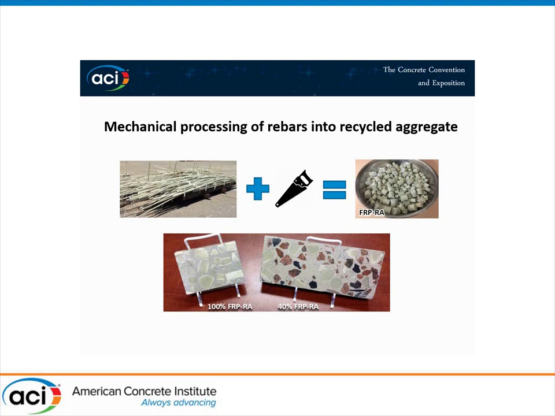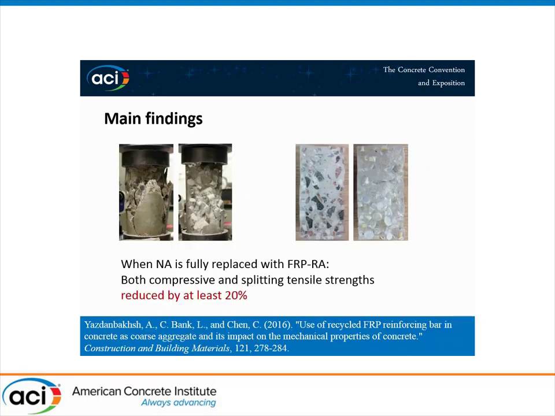First of all, cutting these things into aggregates is very time and energy consuming. And secondly, after we tested these concretes with these GFRP aggregates, we realized that the compressive strength and the tensile strength is lower than the control concrete with crushed stone. And the main reason is the relatively smooth surface of these GFRP aggregates. Okay, so the compressive and tensile strength reduced by about 20%.